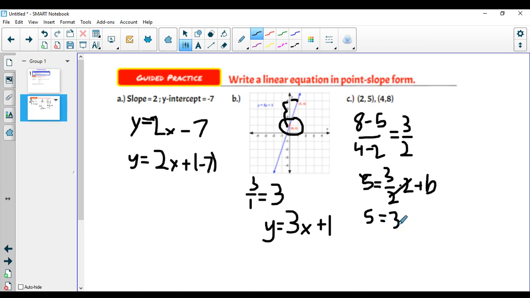And now that's a one-step equation. I'm adding, so the inverse operation of adding is to subtract. So I'm going to subtract 3 from both sides. And after I've subtracted 3 from both sides, I end up with 2 equals b. Now that I have my y-intercept and I have my slope, I can write my final equation. My final equation is going to be y equals my slope, 3/2, x, plus my y-intercept, which is 2. And now I have my equation.